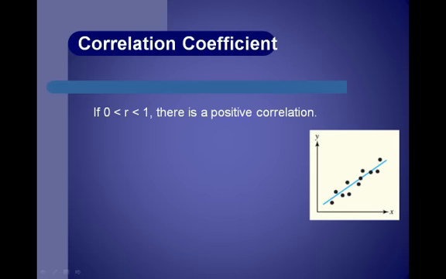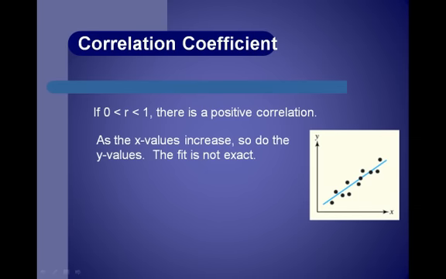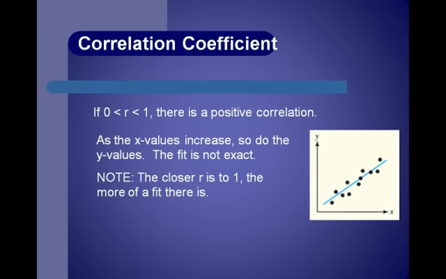So if it's between 0 and 1, that means there is a positive correlation. As the x values increase, so do the y values. So the slope is a positive number, but the fit is not exact. Notice you've got a few points that are off of the line. As a note, the closer r is to 1, the more of a fit there is.